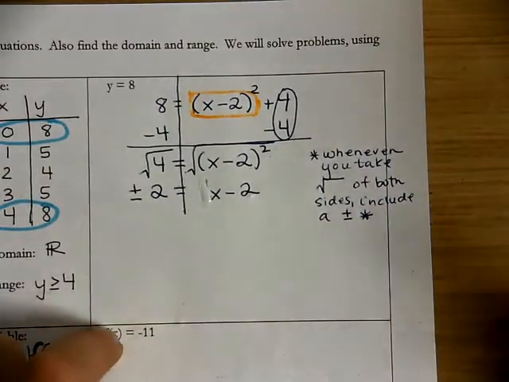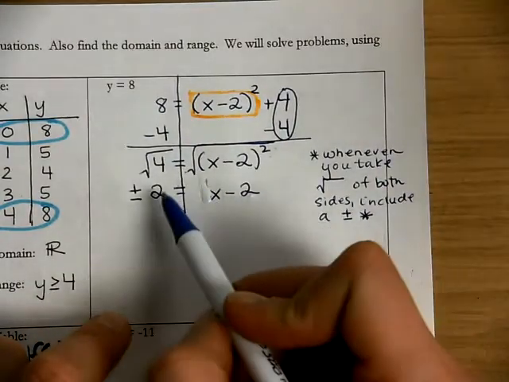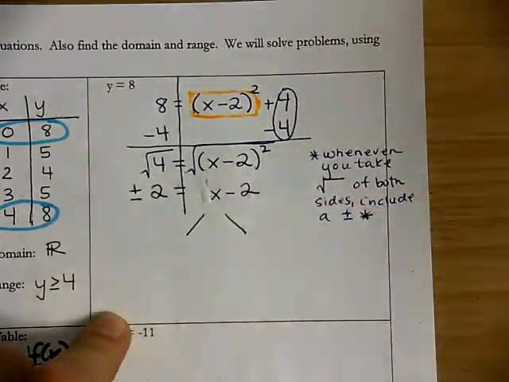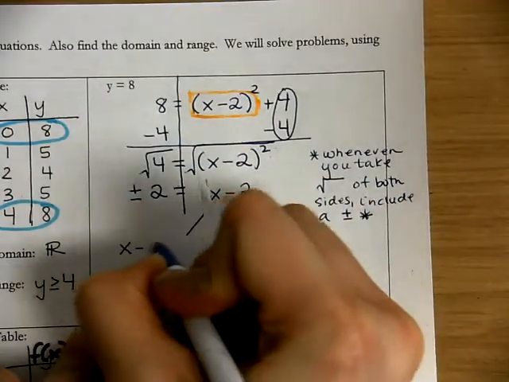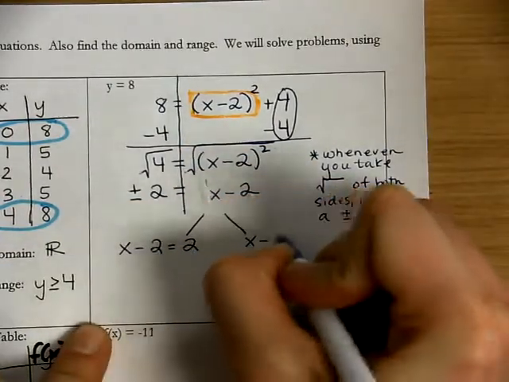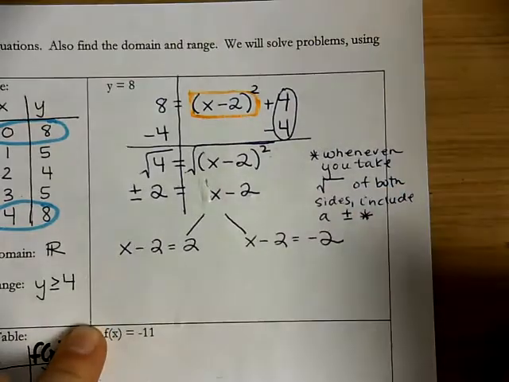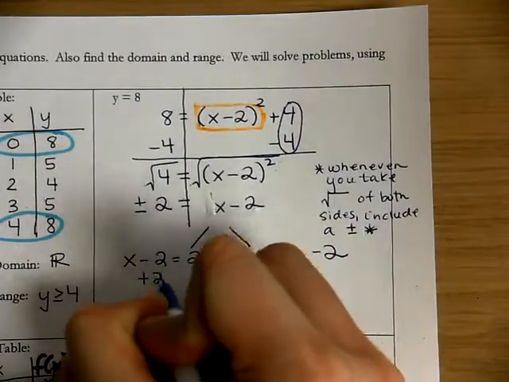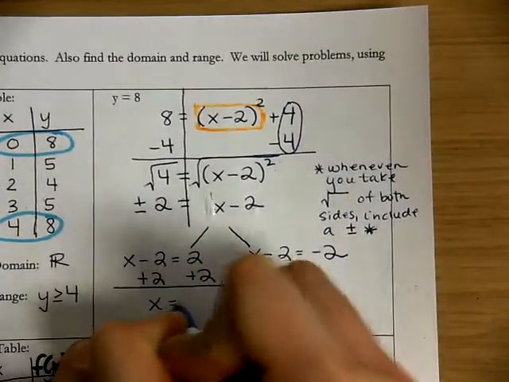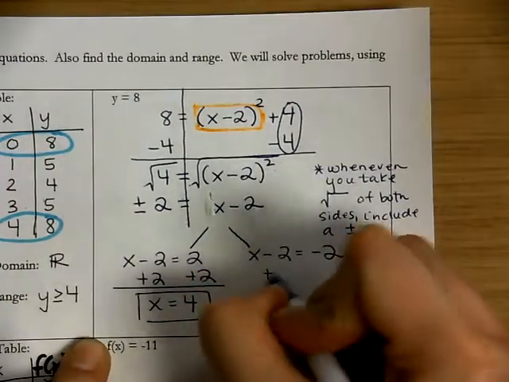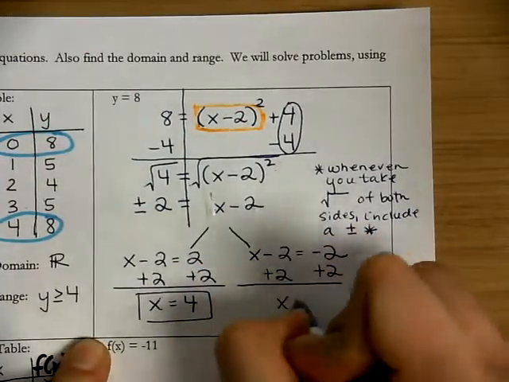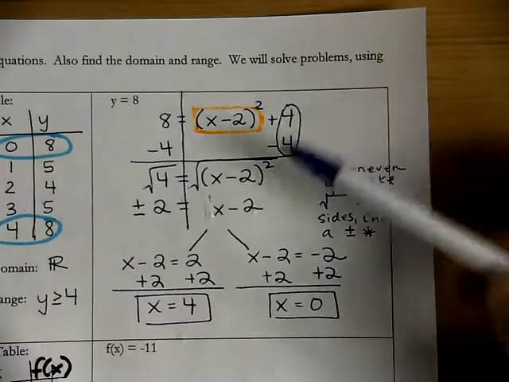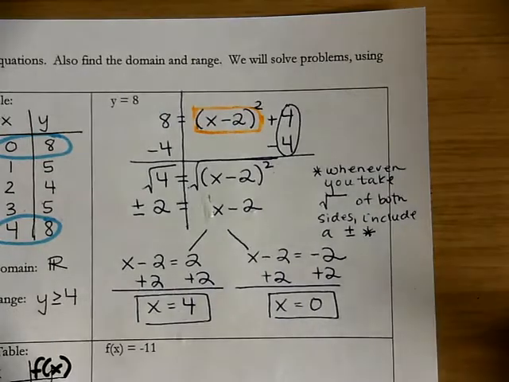Now, this is going to look very similar to our absolute value equations. So x minus 2 is either equal to 2 or x minus 2 equals negative 2. Here I'm breaking into two equations. And this is how we'll get our two solutions, like we saw on the graph. Add 2, I get x is equal to 4. Add 2, I get x is equal to 0. So we have two solutions, and we got those solutions by doing inverse operations.